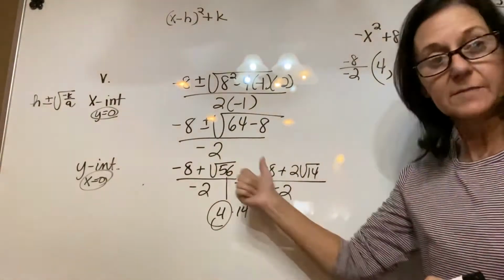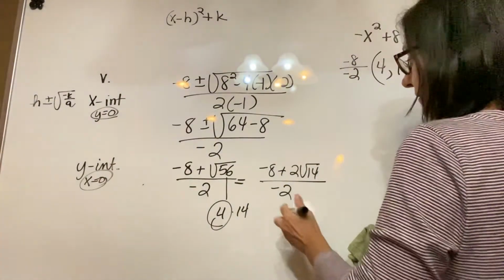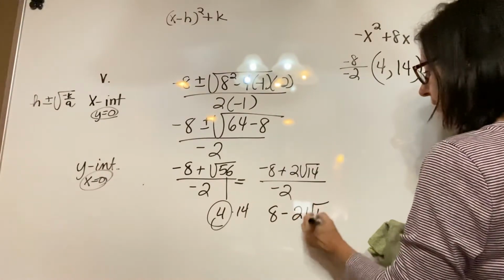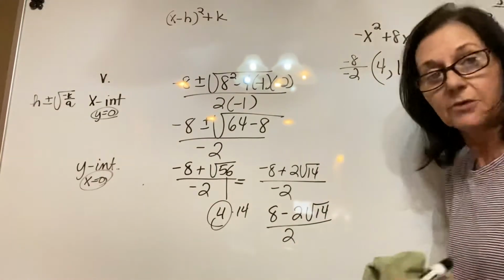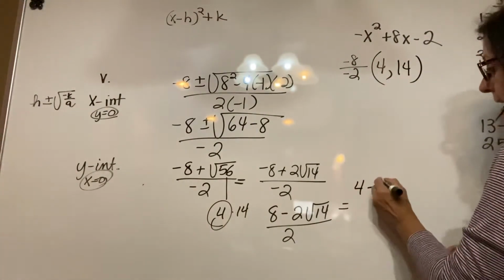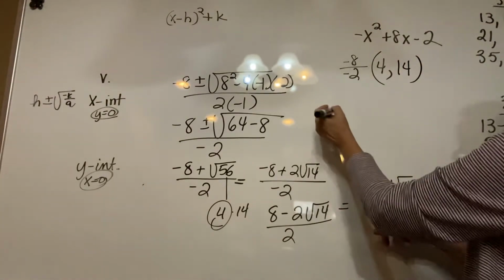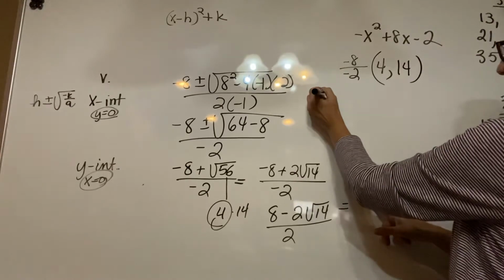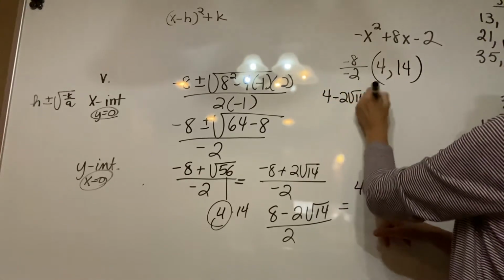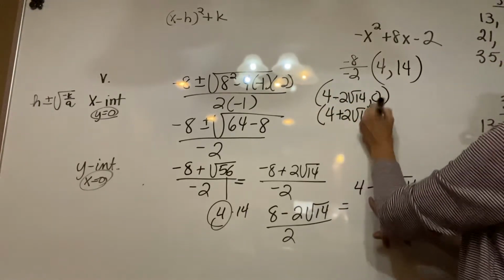I'm gonna change all the signs before I simplify, okay? And then it's just plus and minus, right? All right, so it's gonna be 8 minus 2 square root of 14 over 2. Now I'm gonna take a 2 out of every term. So that equals what? 4 minus 2 square root of 14. So it's plus minus there, all right? So my x-intercept is 4 minus 2 square root of 14 when y is 0, and 4 plus 2 square root of 14 when y is 0.